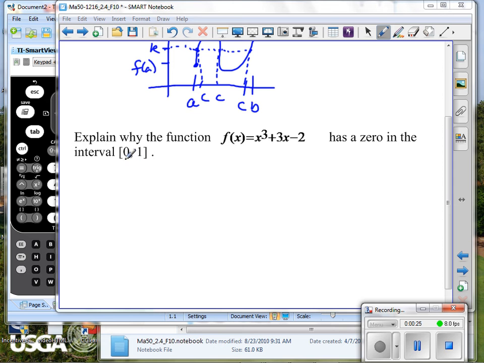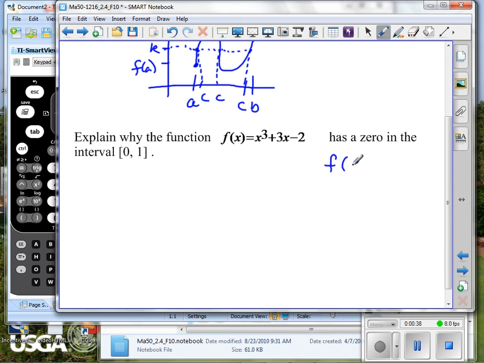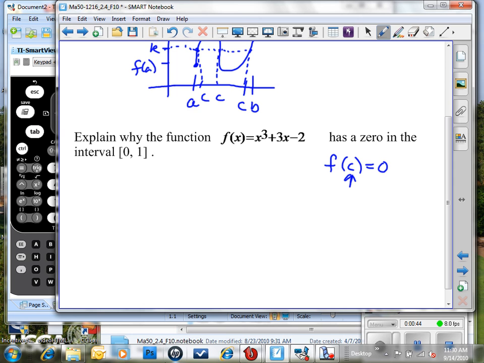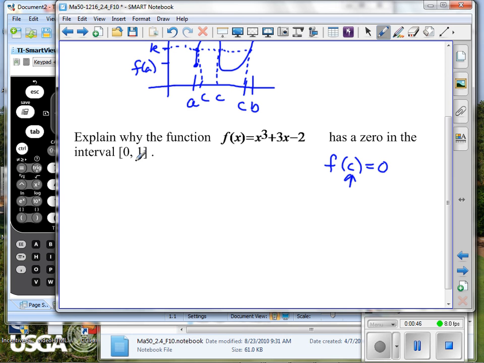Are we talking about inputs or outputs? Input. So there's going to be an input between 0 and 1 that has an output of what? 0. In other words, I want to find f of c is equal to 0. I want to find that value c, and c is going to be between 0 and 1. So we have 0 less than or equal to c less than or equal to 1. And that value of input is going to give us an output of 0.